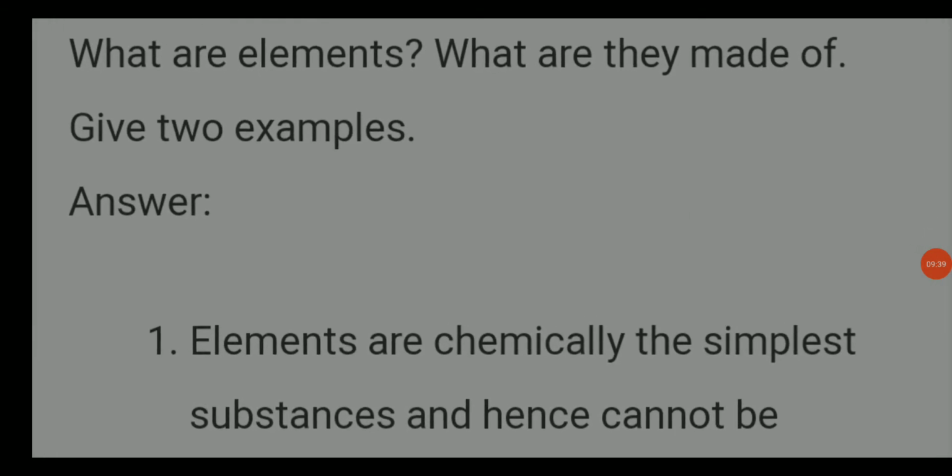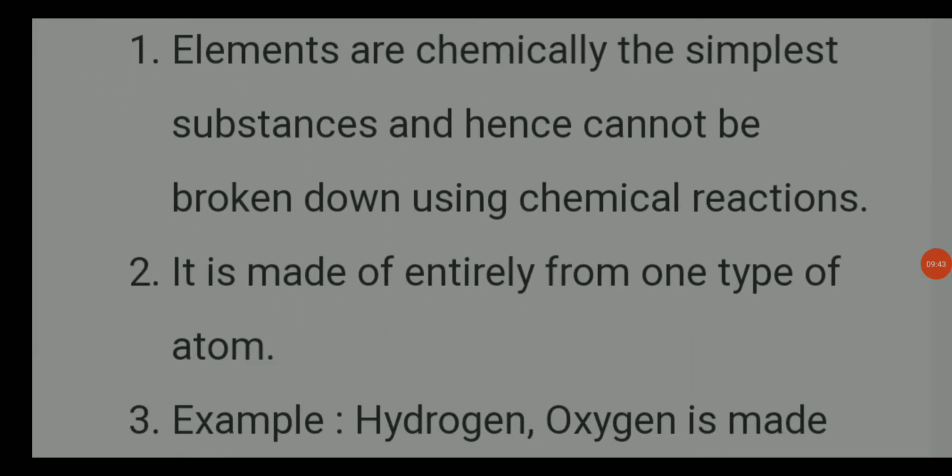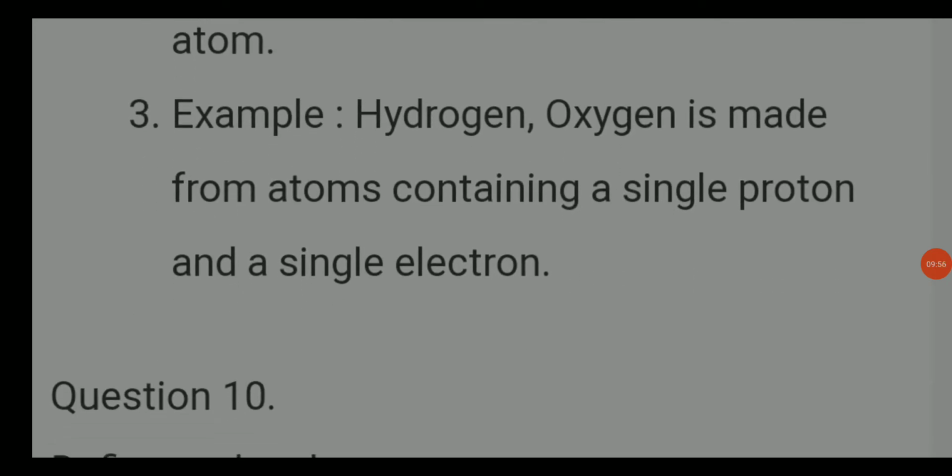Ninth one, what are elements? What are they made up of? Give two examples. So first point, elements are chemically the simplest substance and hence cannot be broken down using chemical reaction. It is made up of entirely one type of atom. Example, hydrogen, oxygen, is made from atoms containing a single proton and single electron.